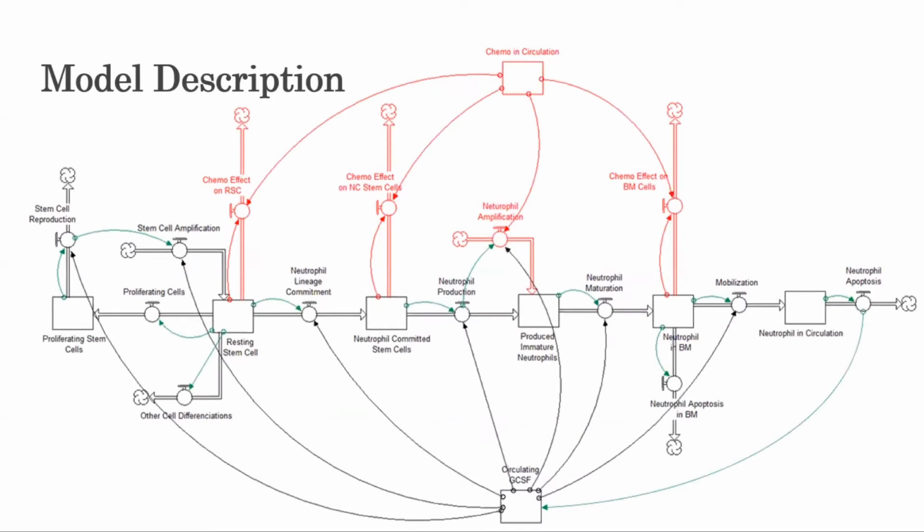This is the neutrophil production chain we have shown before, along with the influences of G-CSF and chemotherapy. Cell deaths caused by chemotherapy in circulation are modeled as outflows from 3 compartments in the neutrophil production diagram. These are resting stem cells, neutrophil-committed stem cells, and bone marrow neutrophil reservoir. Also, neutrophil amplification is significantly reduced.